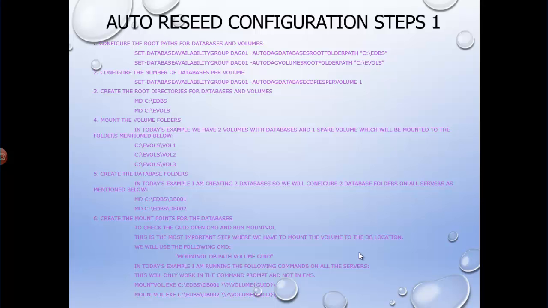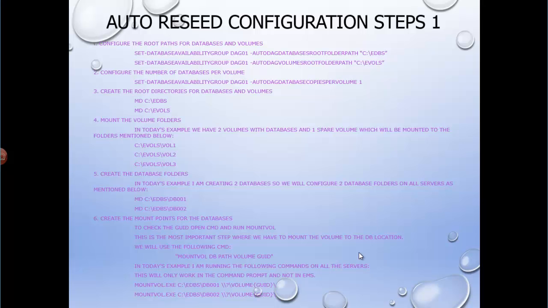So we'll talk about the next, the auto reseed configuration steps. Auto reseed configuration steps start with a few configurations on the database availability group. So the first command is going to set up the database folder path, and the second command in step 1 is going to set up the database volume path.